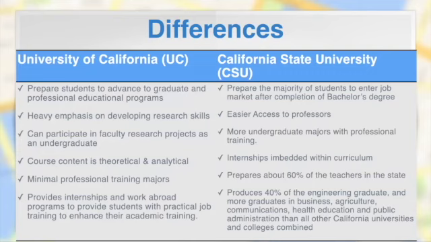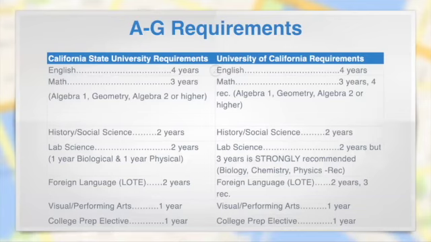So I put this side by side because I think it's important when we are picking our schools and you're starting to think about what kind of schools you want to go to, that you truly are looking at the differences. When you research schools, I want you to go past the name brand and look at which setting is really going to be better for you and offer you the opportunities you're looking for. All right. A through G requirements.